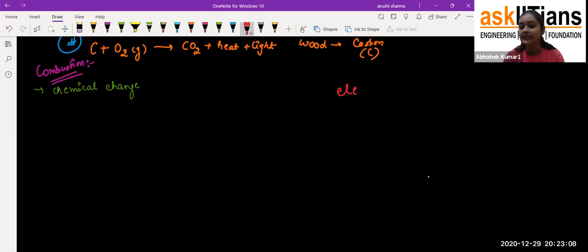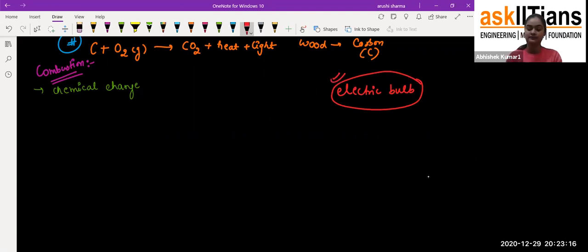So just try to understand: is the glowing of that electrical bulb also a combustion reaction? Try to think about it. We have one electric bulb and it is also giving heat and light. In the combustion process, what we get is heat and light. So the electric bulb is also giving heat and light. Can the electric bulb also be a combustion reaction here? No. The answer to this question is no. It is not a combustion reaction.